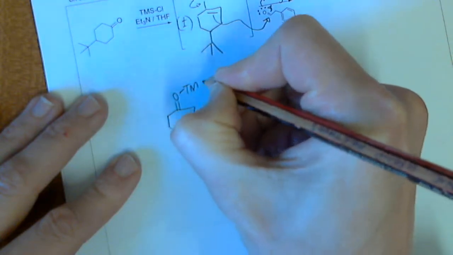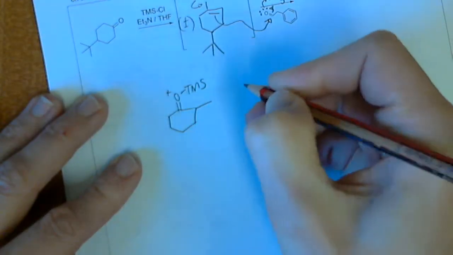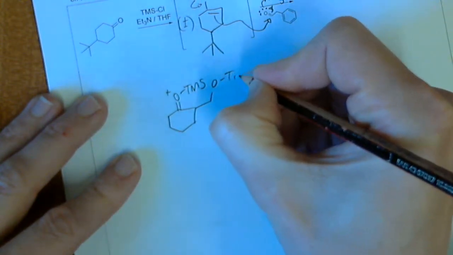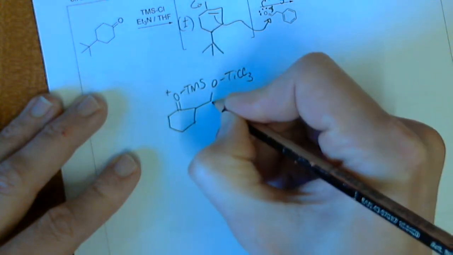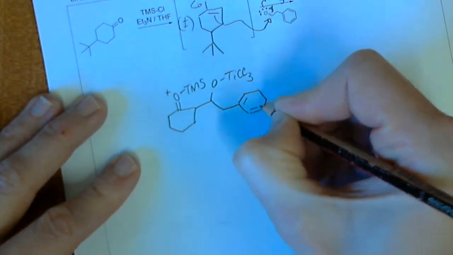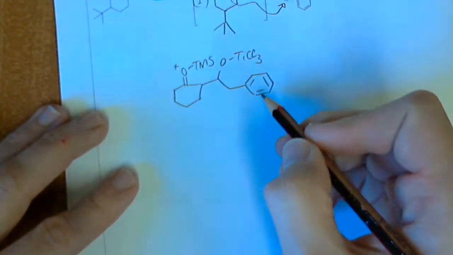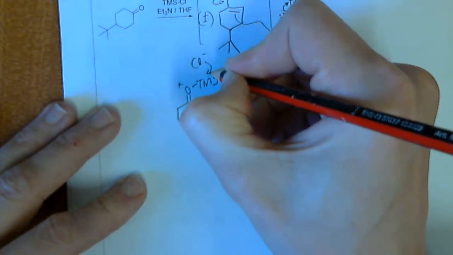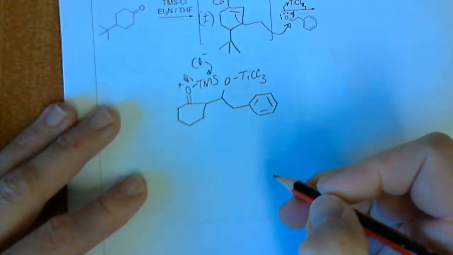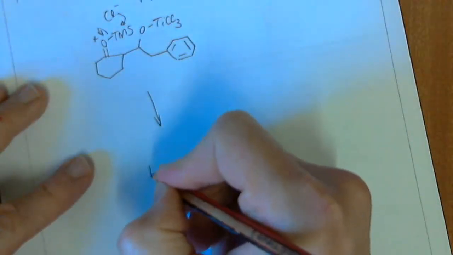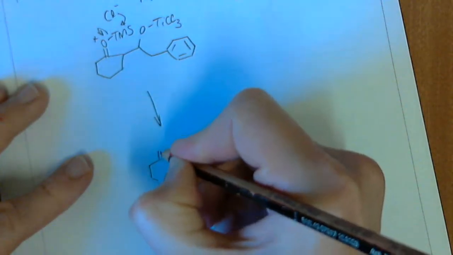O TMS plus bond going to O titanium Cl3 going to aromatic ring. All right, something like that. And then the Cl minus can break the TMS group off like that, and we can, okay, let's just do this all. Just going through the motions of this.